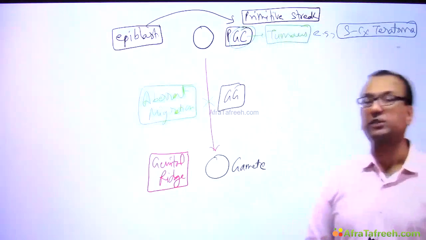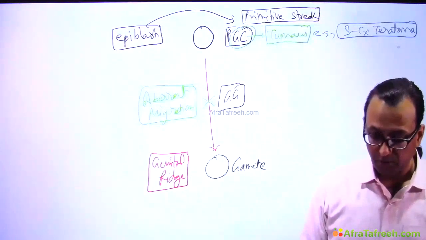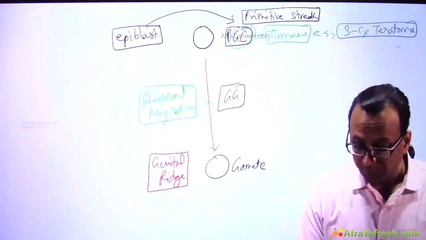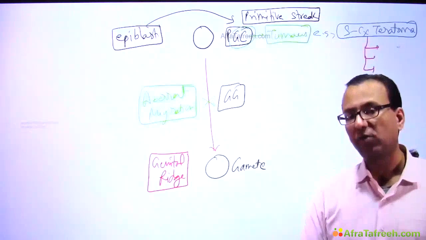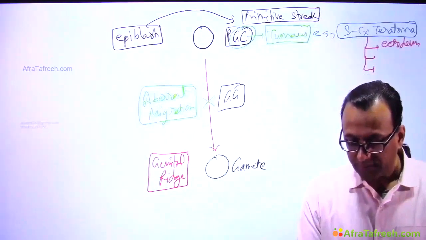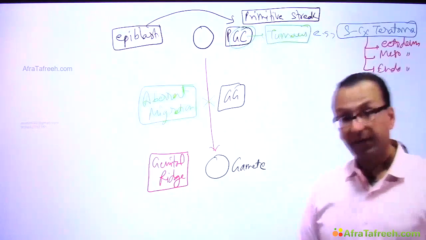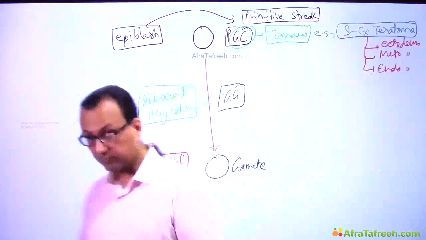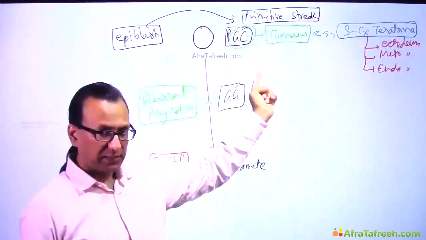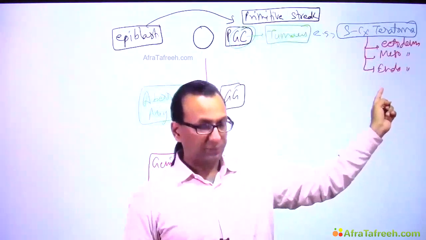Also notice that sacrococcygeal teratoma, which maybe comes from the primitive streak or primordial germ cell, is going to have all three germ layers. But why will it have all three germ layers? It has ectodermal derivatives, mesodermal derivatives, and also endodermal derivatives. But why? Because the primordial germ cell is a pluripotent cell. It can form any of the three germ layers.